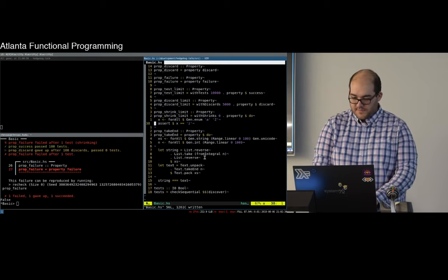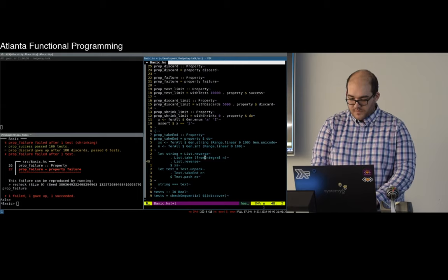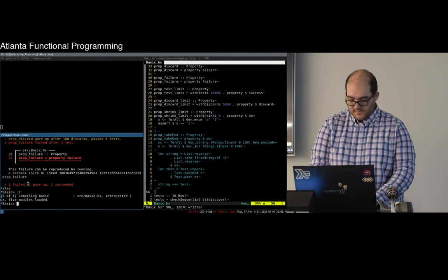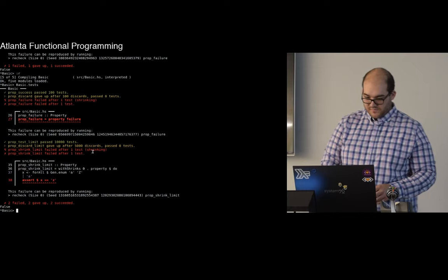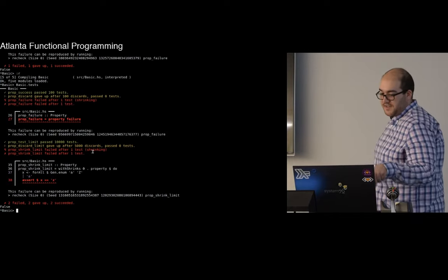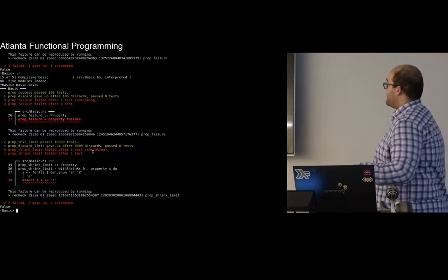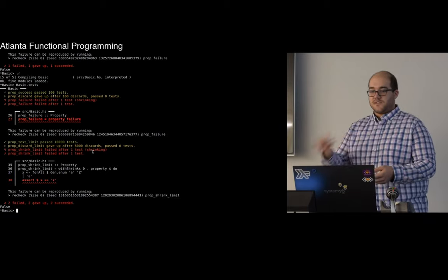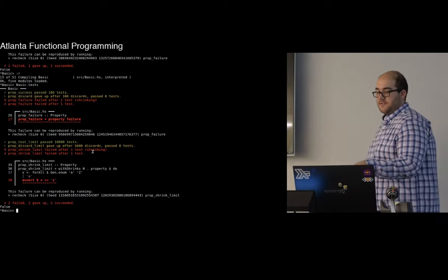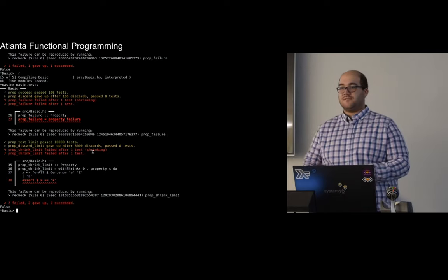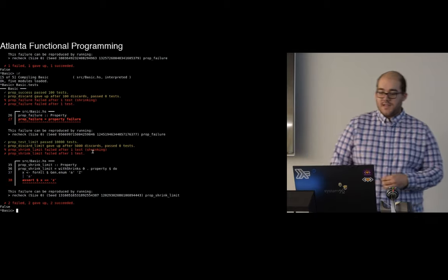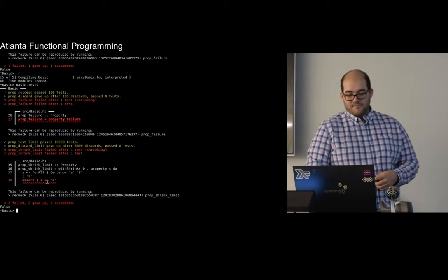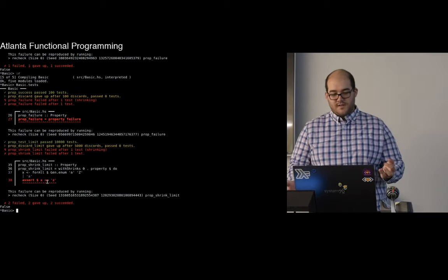If I comment these out and run this again, see how it's taking a lot longer to run? Prop test limit finished really fast because success is a no-op, it just does nothing. Prop discard limit took a while because it had to run a generator 5,000 times, and every single time it discarded. And then the shrink limit one failed.